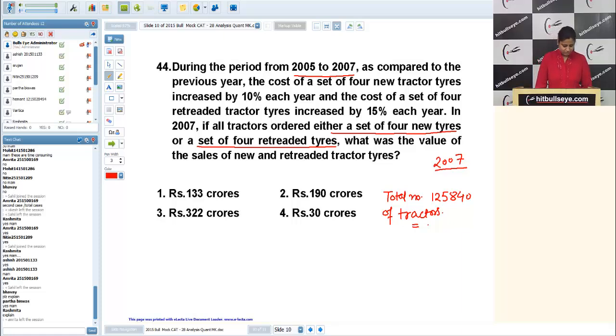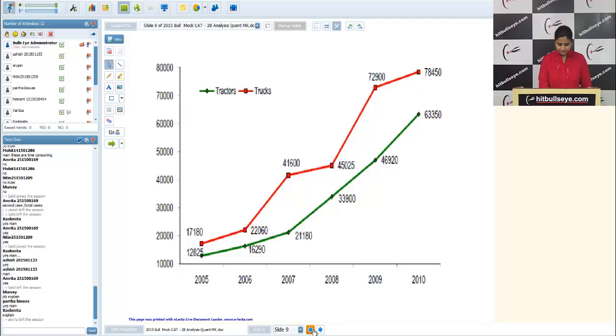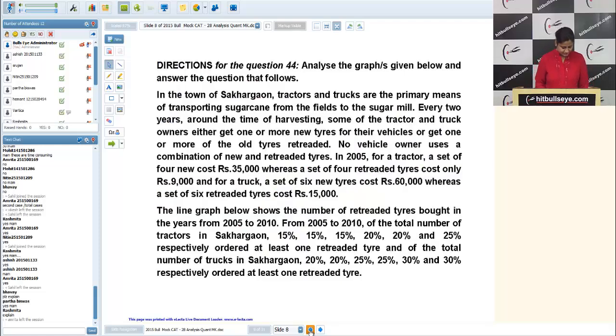Okay. Now, coming to this question once again. The question said that the cost of a set of 4 new tractor tires increased by 10% each year. What was the cost of 4 new tires? That was 35,000, and we are talking about 2005 data. We want to go to 2007, so there will be an increment of 10% twice. I'm using the compounding case here. First of all, you take 10% of 35,000. That will be 3,500. You add 3,500. That will be the new cost in 2006.